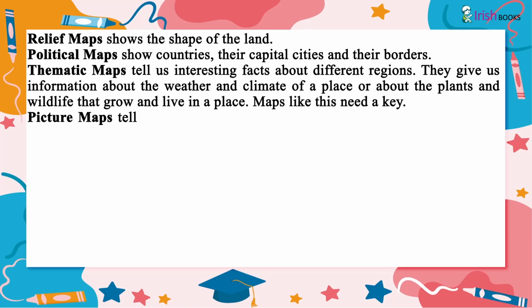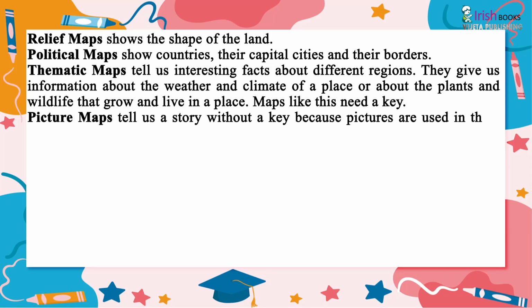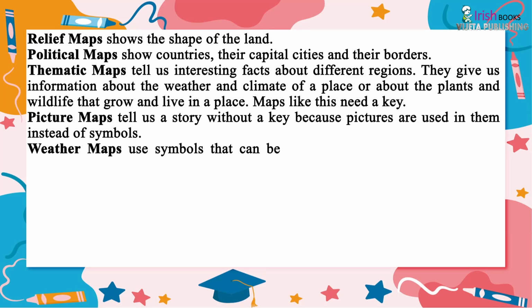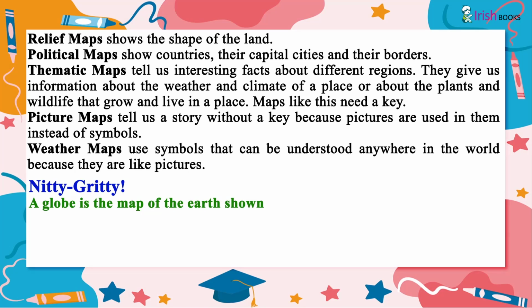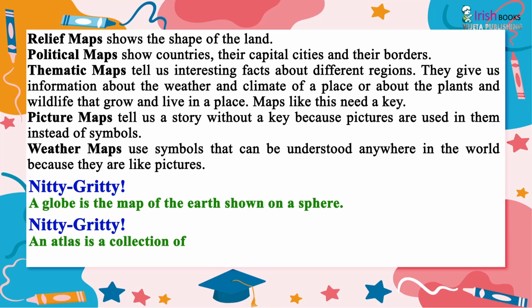Maps like this need a key. Picture maps tell us a story without a key because pictures are used in them instead of symbols. Weather maps use symbols that can be understood anywhere in the world because they are like pictures. A globe is the map of the earth shown on a sphere. An atlas is a collection of maps of the earth or places on the earth.